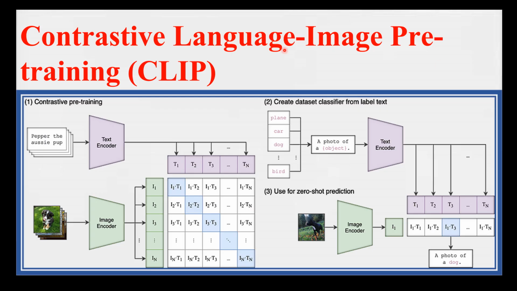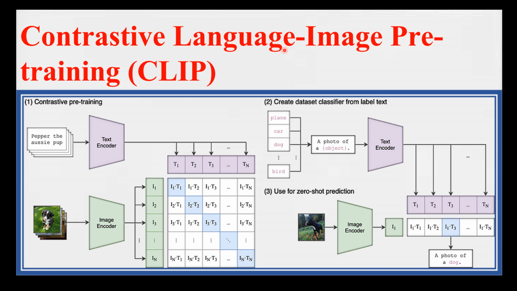Now next comes contrastive language image pre-training or CLIP. Now this CLIP is a method used to train models that can understand the relation between the text and images. So imagine you are teaching a child how to recognize objects in pictures and describe them using words. So you show the child a picture of dog and ask what animal is this, and then show a picture of cat and ask what animal is this.